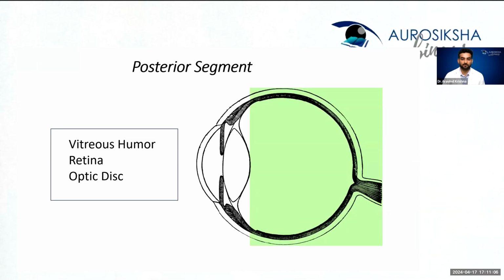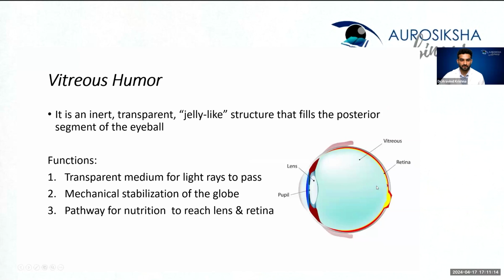So coming to the final posterior segment, now we are going to talk about these structures here, which are the vitreous humor, the retina, and the optic disc. So what is the vitreous humor? It is an inert, transparent, jelly-like structure that fills the posterior segment of the eyeball. Its functions are: it's a transparent medium for the light rays to pass, it provides mechanical stabilization of the globe, and it provides a pathway for nutrients to reach the lens here and the retina.